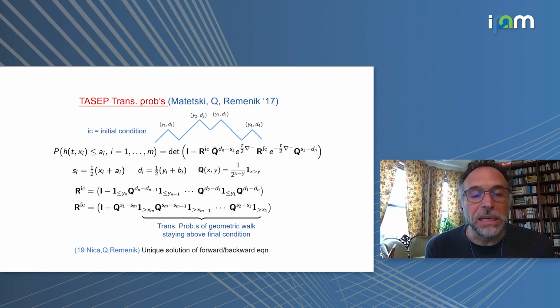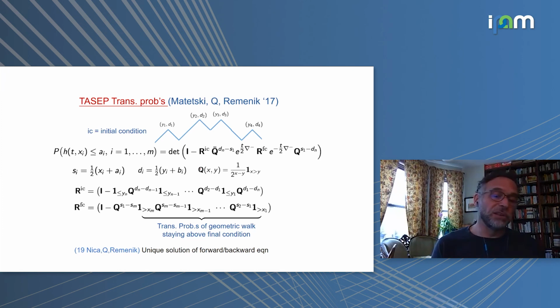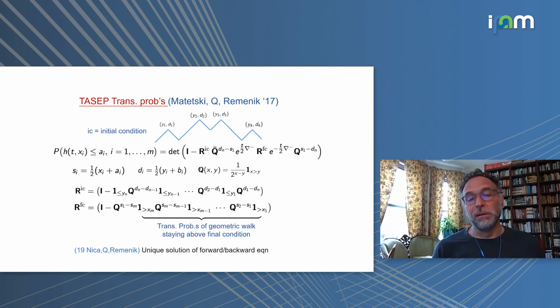And then you've got these funny things which mediate, which is this Q to the S1 minus SM, which is actually an inverse power of Q, but this Q happens to be invertible. So this is also computable. So this is the formula. It's a very simple formula. And the important thing about this formula, and I'll show you where it came from, hopefully in a few minutes, is that it's very well adapted to taking limits, because these transition probabilities of the walk forced to stay above the final condition or below the initial condition are just going to converge in the limit to transition probabilities of Brownian motions forced to stay above the initial condition.